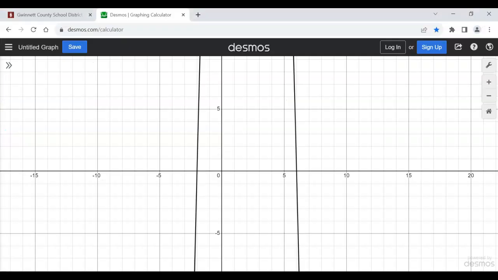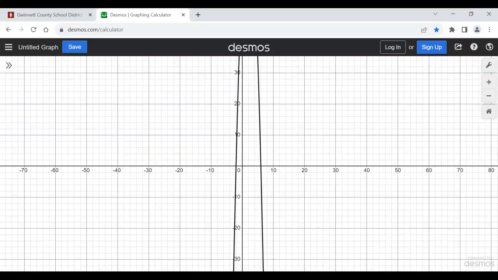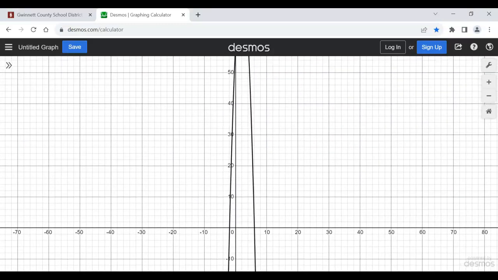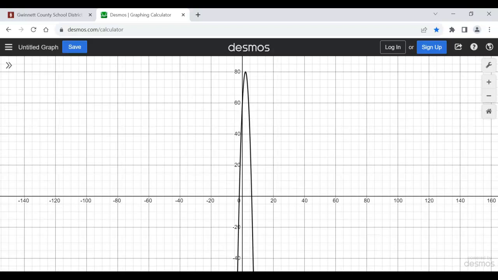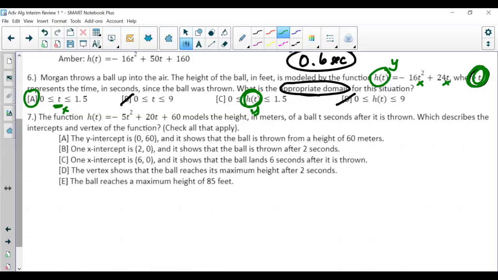So let's check to see. So again, the graph, now again, zooming out, and then we can identify those pieces. So here's our graph. Here we can identify those important sections. So here we go. Did our ball start at 60 meters? Yes, that is the y-intercept. So A is one of our answers.